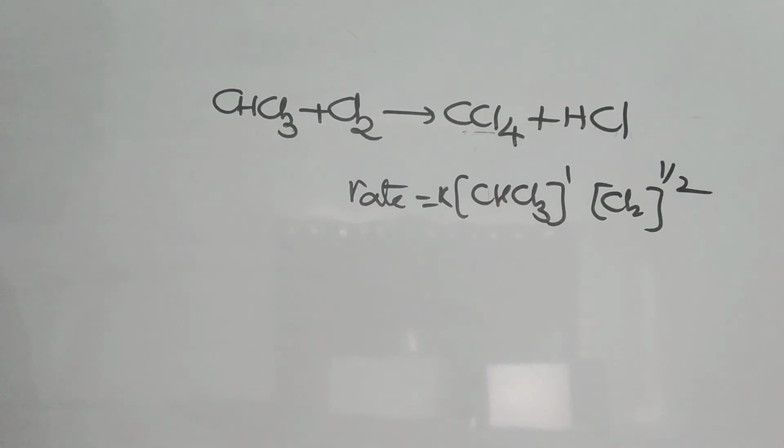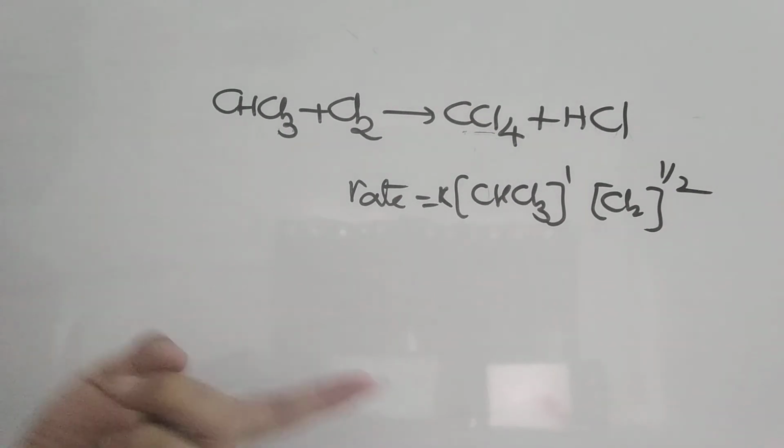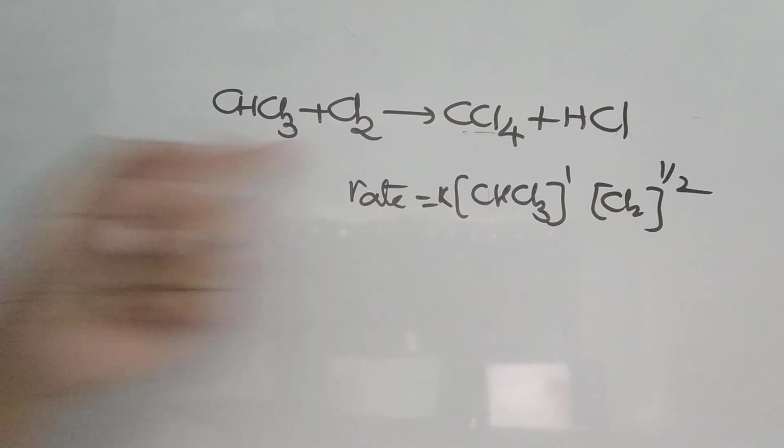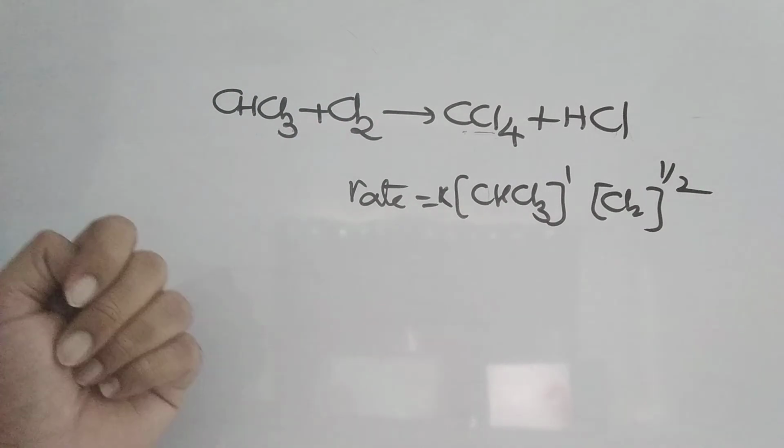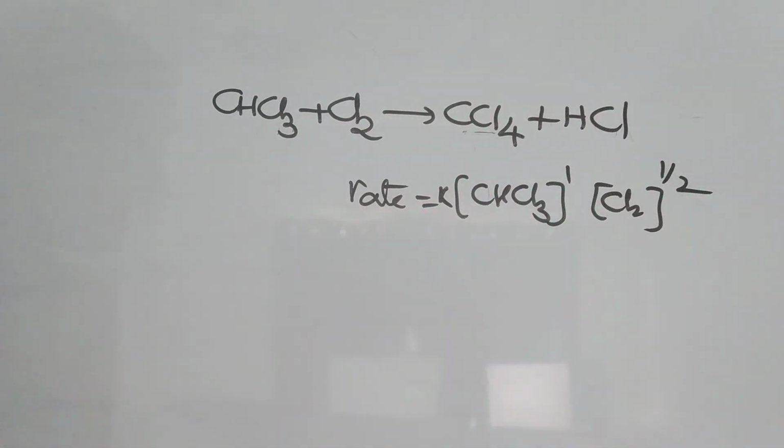Rate is equal to K into [CHCl3] to the power 1 and [Cl2] to the power 1 by 2. Now, how is it 1 by 2? You can say that only based on the practical data. We can't decide it here. By seeing this reaction you can't tell: this is 1 mole, this is 1 mole, but the order is half only, so that is practical data.